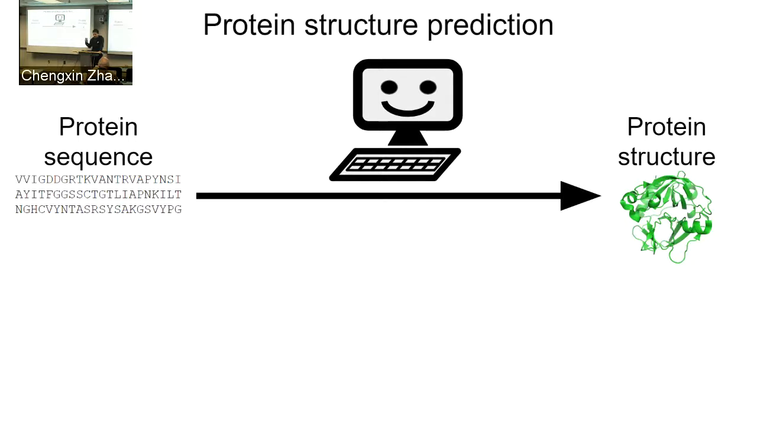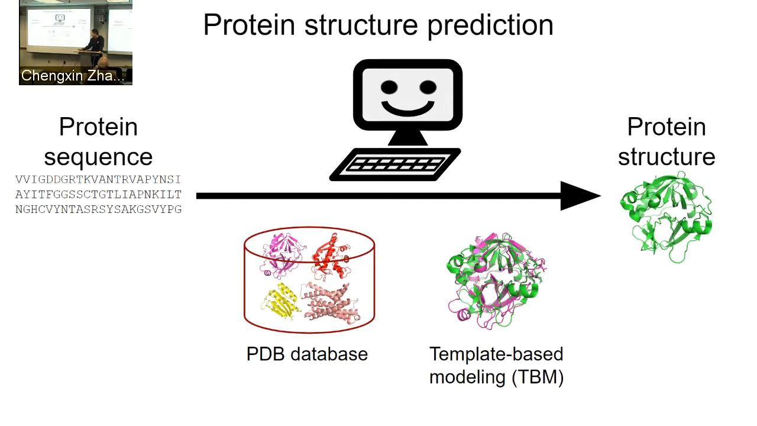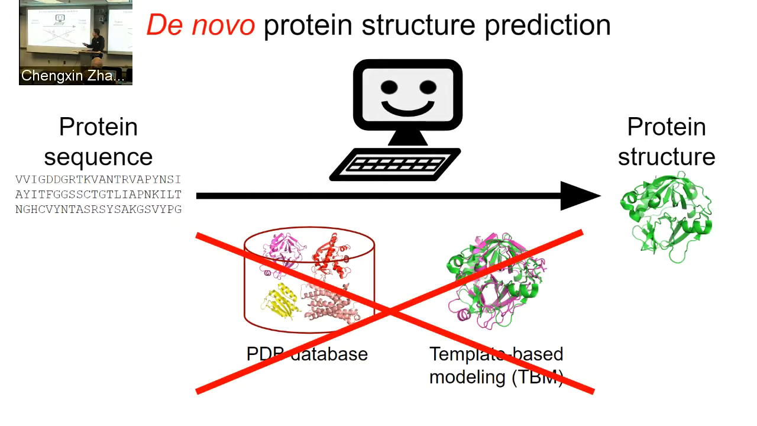The early approach to this problem is template-based modeling, where you search the query sequence against the PDB database with experimentally determined protein structures. You can use the alignment between query and template to get the structure of your query protein. The problem is you don't always have a good template you can find from the PDB database. So de novo protein structure prediction is to remove the dependence on experimentally determined protein structures. Why is this important? We'll explain in the next slide.